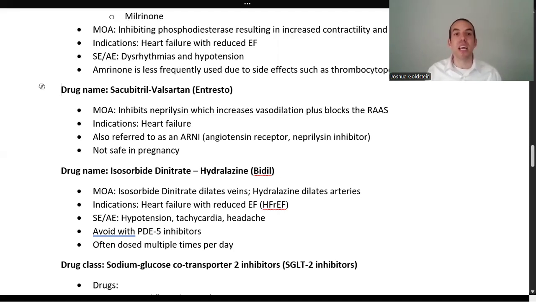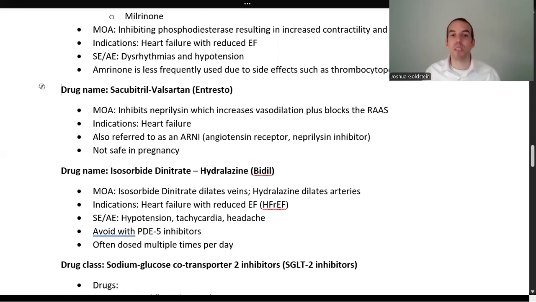The side effects of this are a big one for hypotension, because this is so potent at dilating all of your cardiovascular system, which can really bottom out your blood pressure. Because of that, it can also cause tachycardia. And because it's a vasodilator, it absolutely is known to cause a headache. Avoid taking this with the PDE5 inhibitors.